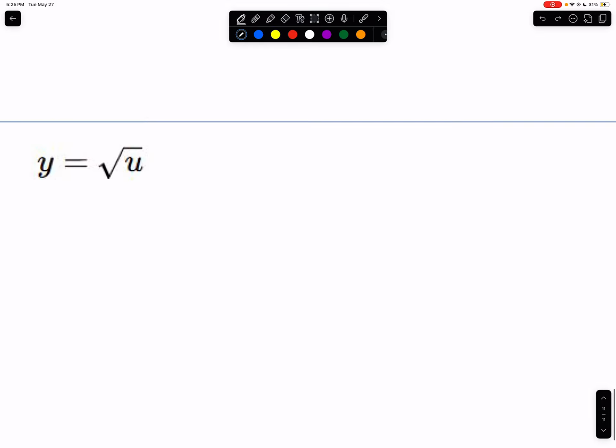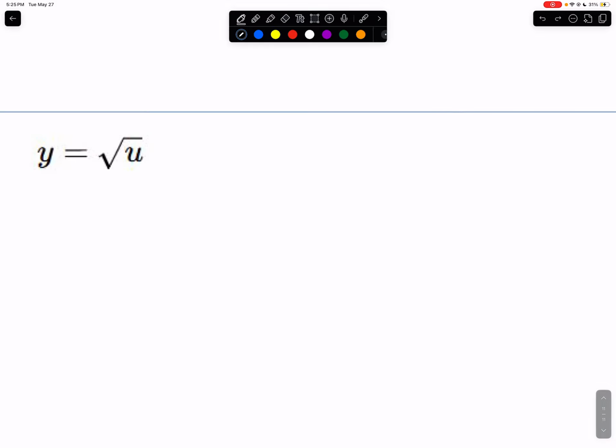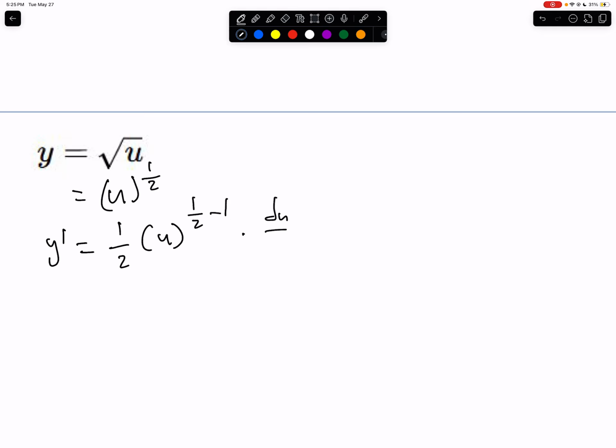And then here, just a simple power rule. We can rewrite this as u to the 1/2. So then y prime is equal to 1/2 u to the 1/2 minus 1 times du dx, otherwise known as 1 over 2 root u times du dx.